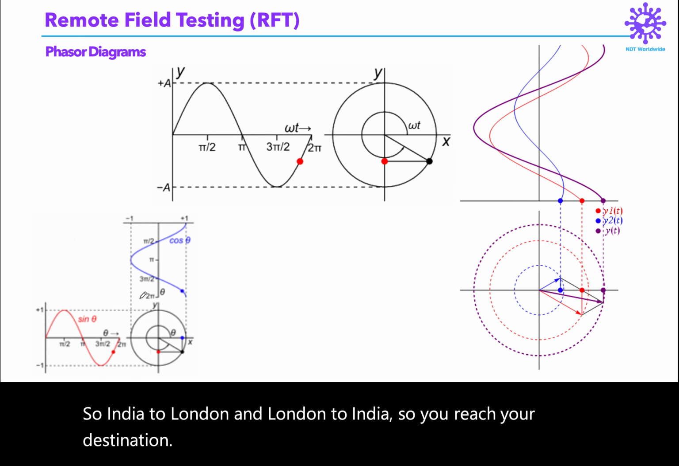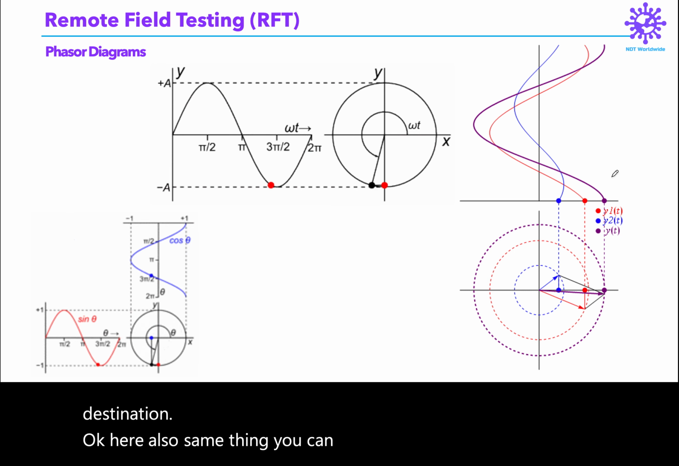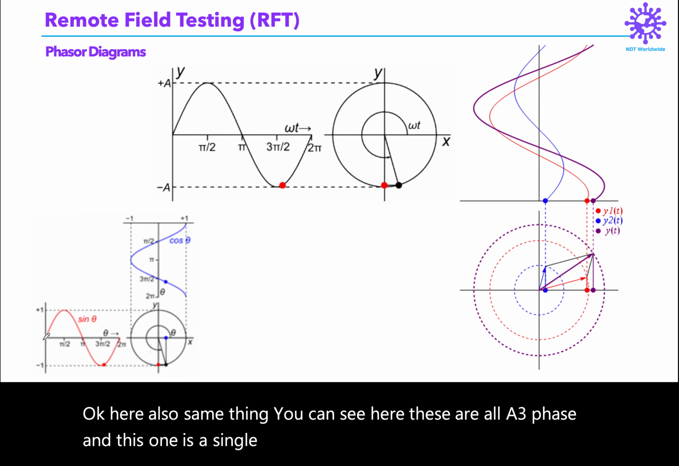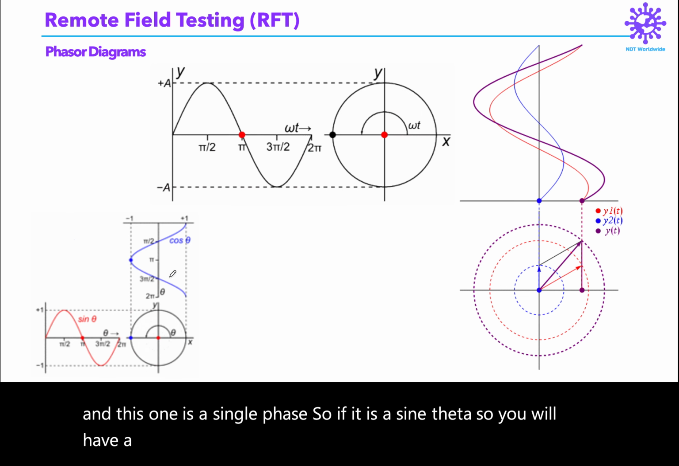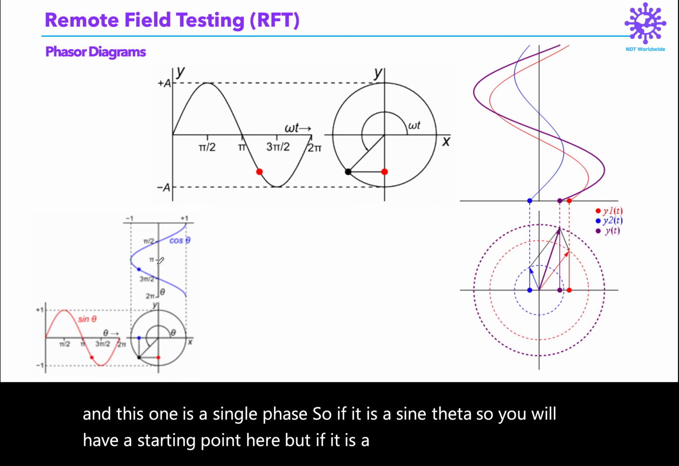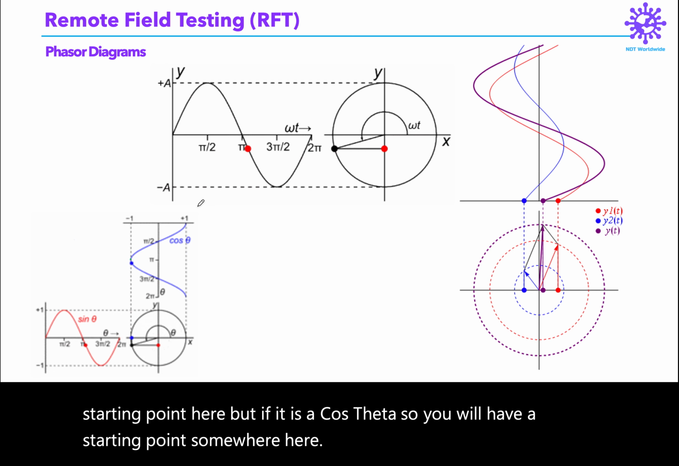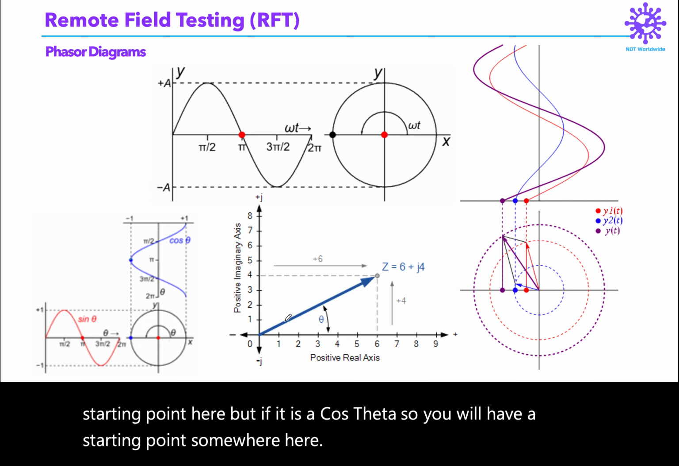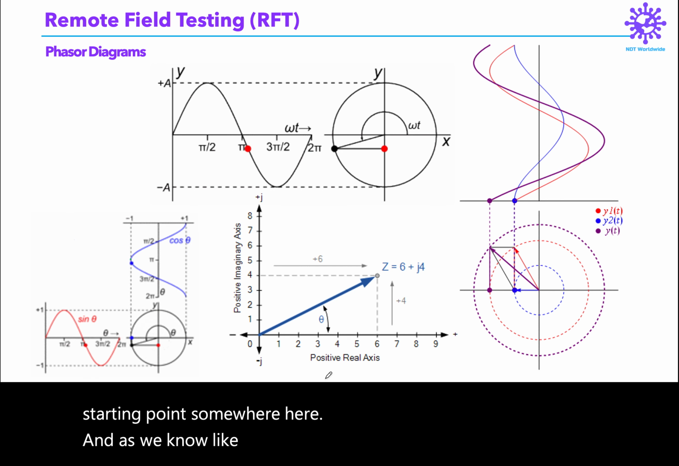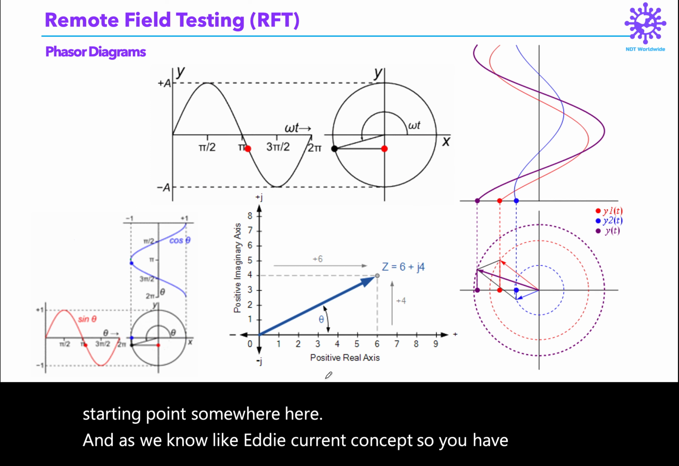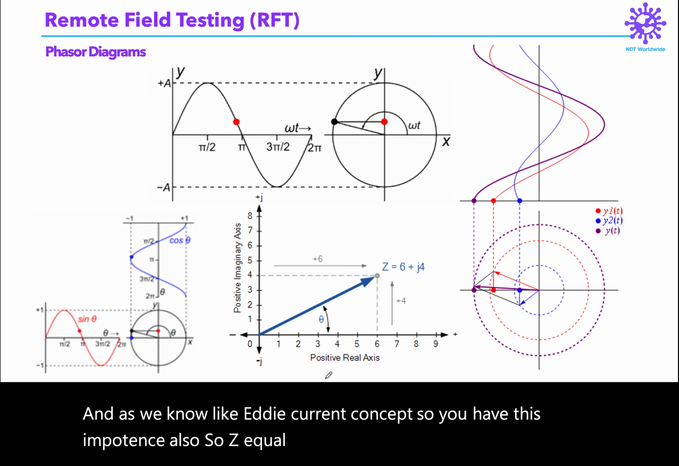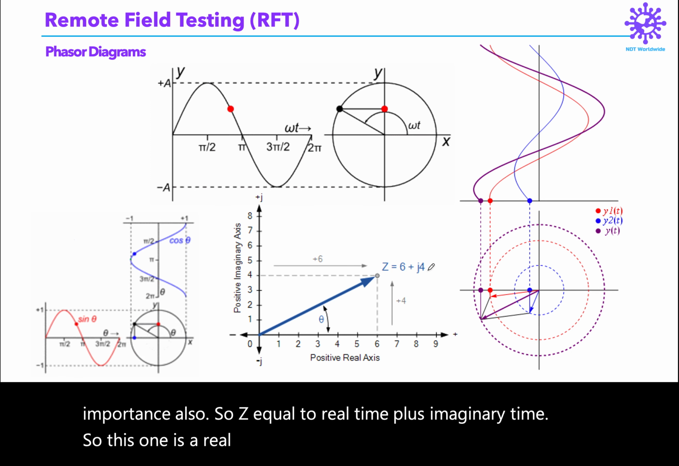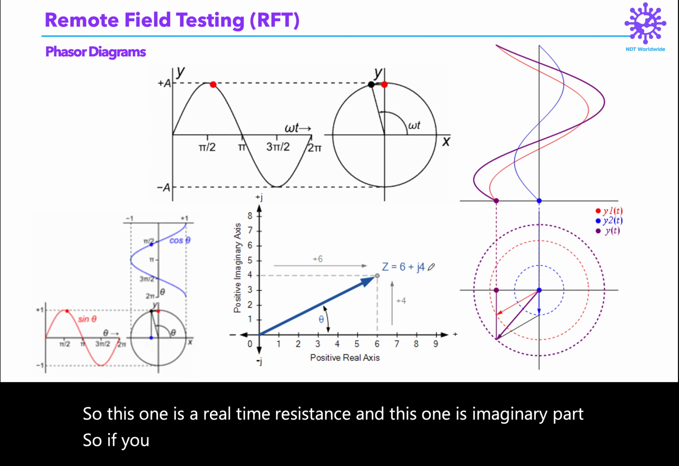Okay, here also the same thing you can see. These are all three phase and this one is a single phase. If it is a sine theta, you will have a starting point here, but if it is a cos theta, you will have a starting point somewhere here. Okay, and as we know from the eddy current concept, you have this impedance also. So Z equals real part plus imaginary part. This one is the real part, resistance, and this one is the imaginary part, so if you combine that, we call it impedance.